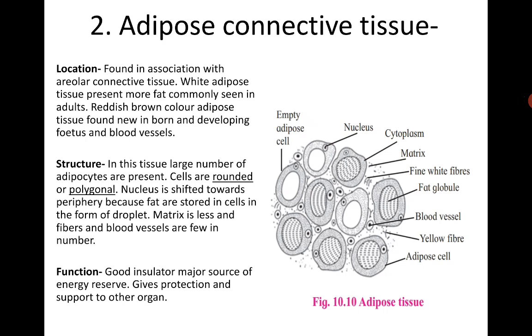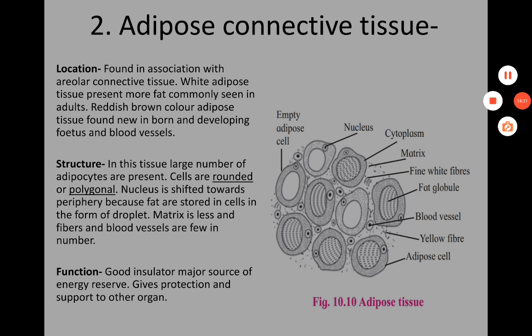These cells are round or polygonal in shape, and a small nucleus is present. So the functions of adipose connective tissue are: a good insulator, a major source of energy reserve, and protection and support to other organs. These are good insulators and energy sources present inside the body.